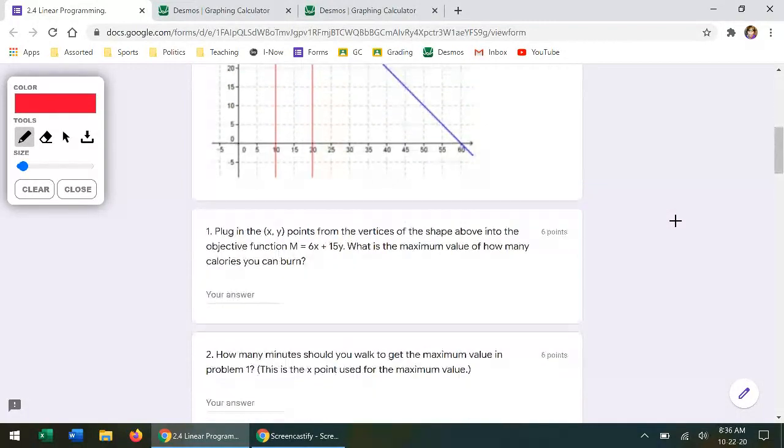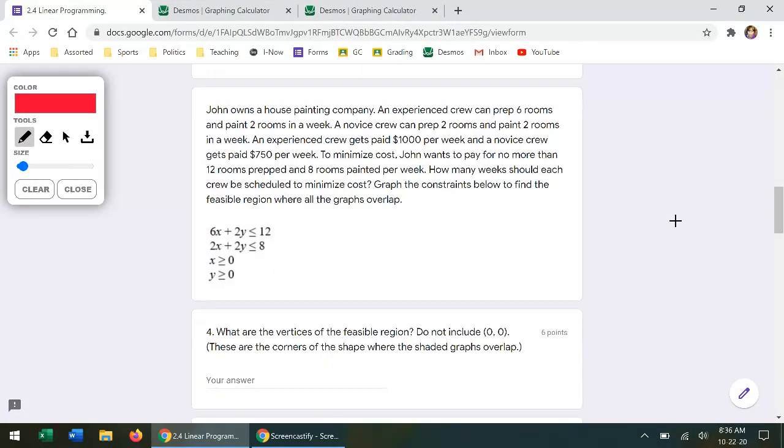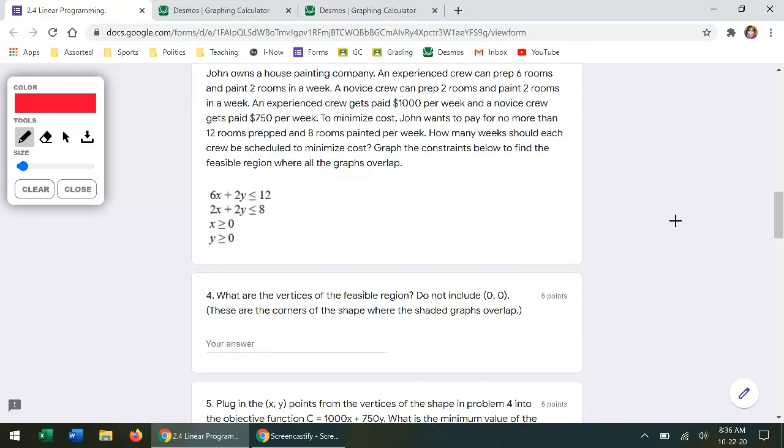Let's scroll down to our next section. This is where a man owns a painting company and is trying to minimize his cost. And the experienced crew gets paid $1,000 a week and the novice crew $750 a week. These 4 inequalities right here form constraints. Constraints limit what can be produced.